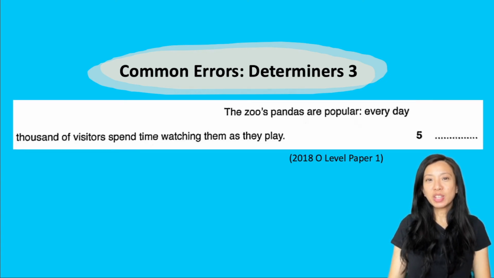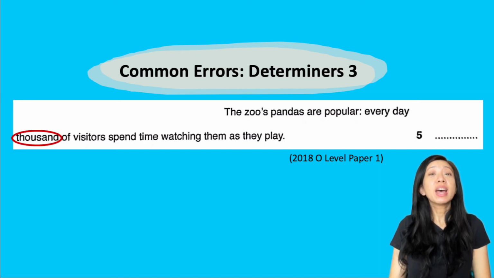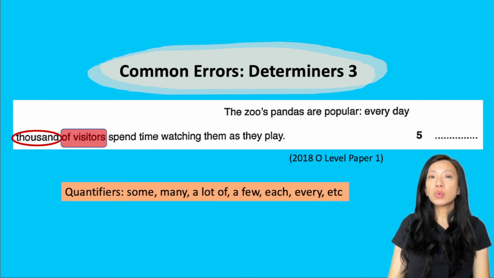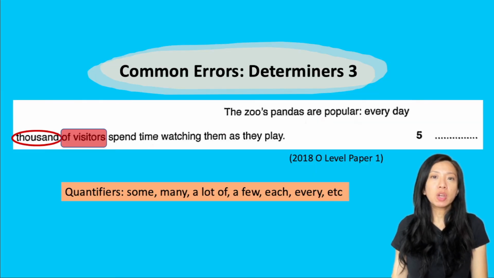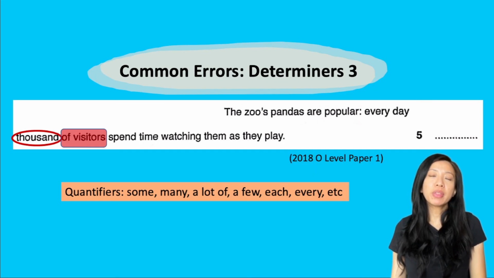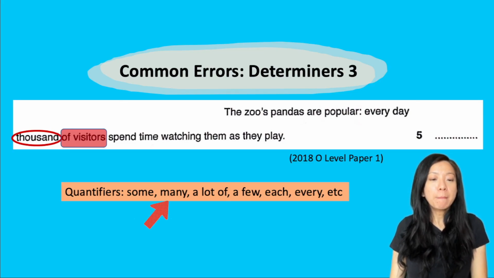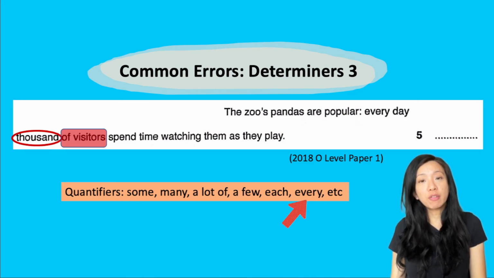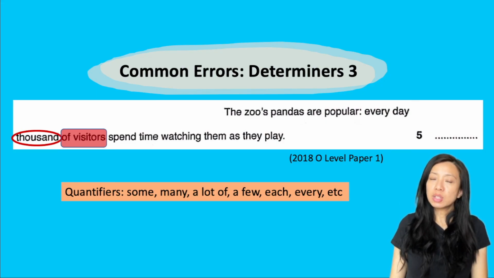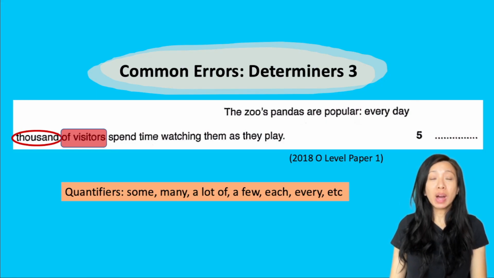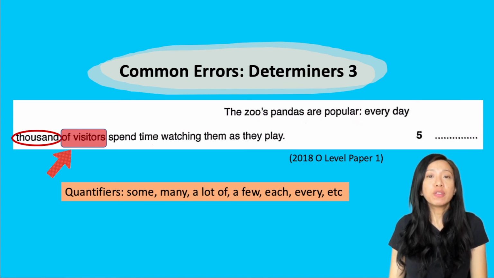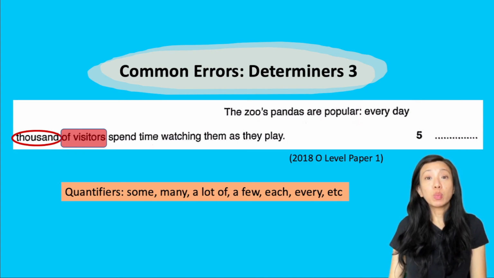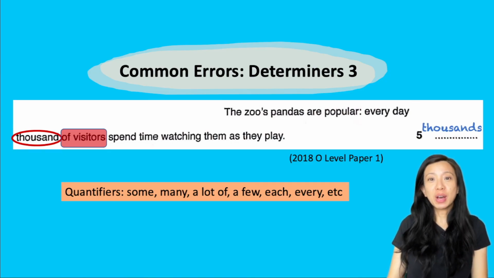Okay, next question. Can you identify the error in this question as well? The error is in the word thousand. And my clue is of visitors. Now, the word thousand is actually a type of quantifier, and quantifiers tell us how many or how much something is. So some other examples of quantifiers are some, many, a lot, a few, each, every, and so on. So in this sentence, notice that it doesn't say that there's only 1,000 visitors, but it's saying of visitors. So it's telling us that there's more than 1,000. Therefore, my answer should be thousands.